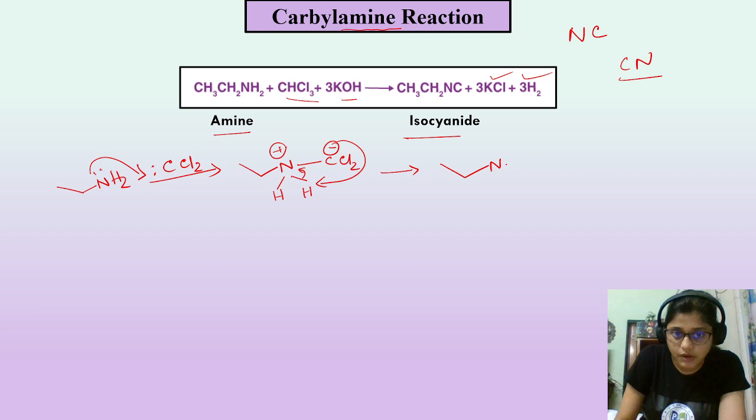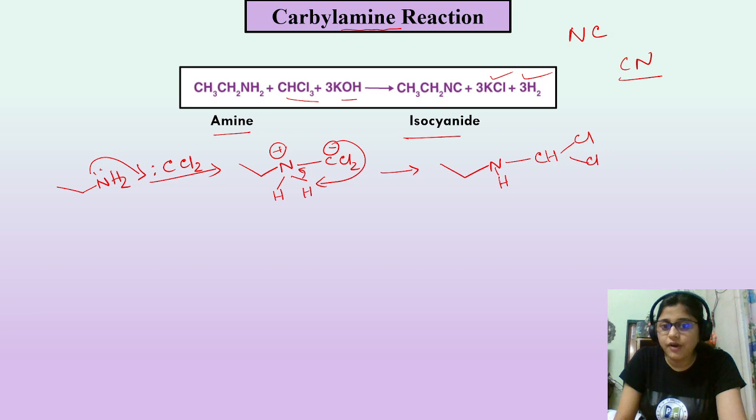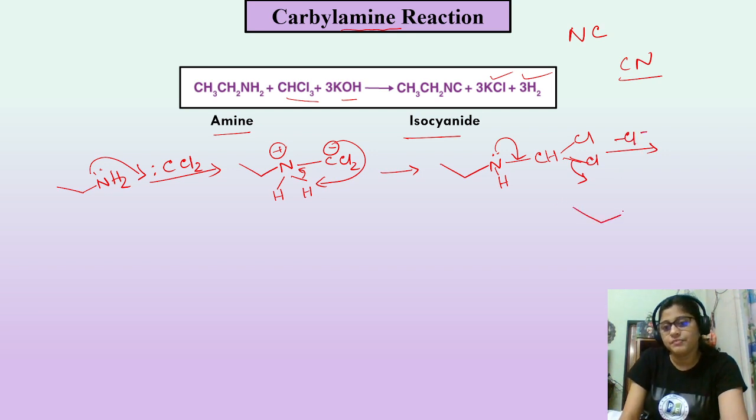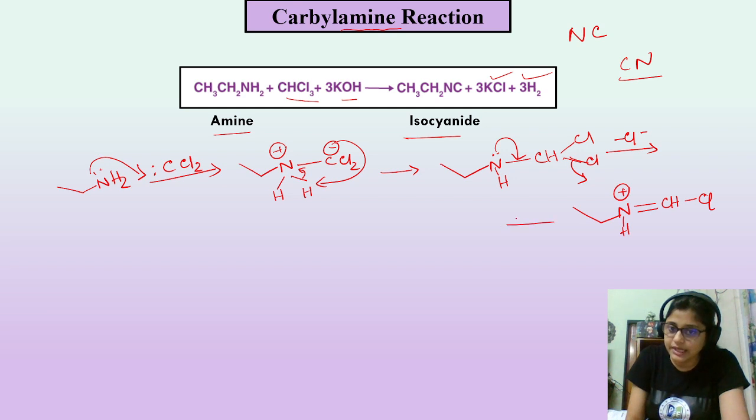And now N-H is there and CHCl, correct? So now what can happen is that this has the lone pair, it will go to this, and as it is a good leaving group, Cl minus will be removed. After that, what will form? N-H is there, double bond CHCl. So NH will be plus, as 1, 2, 3, 4, four bonds are there. That's why.